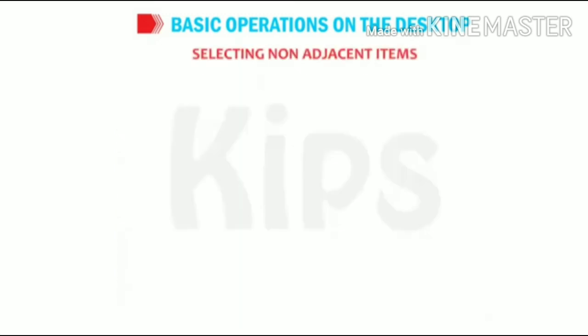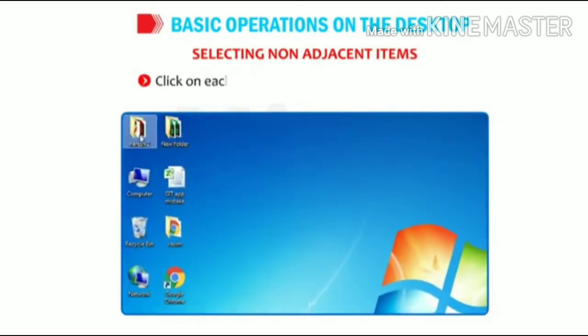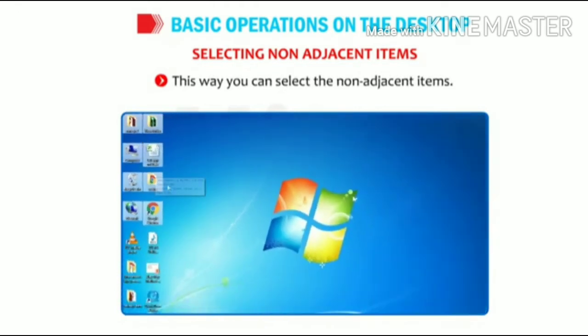Now, to select non-adjacent items, hold down the Control key and click on each of the items to be selected one by one. This way you can select the non-adjacent items. So this is a way of selecting icons.